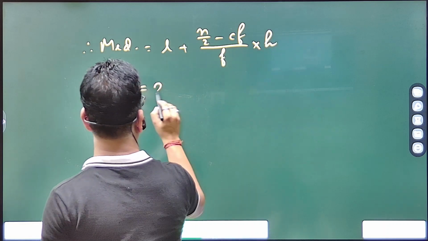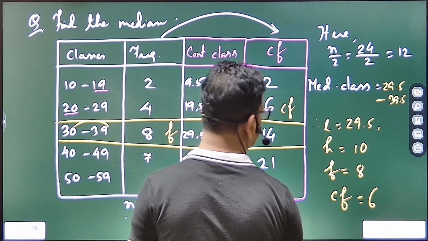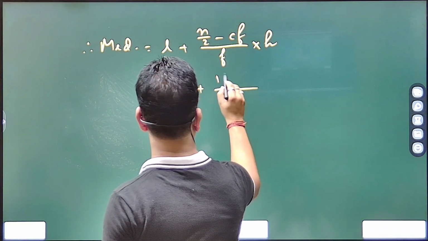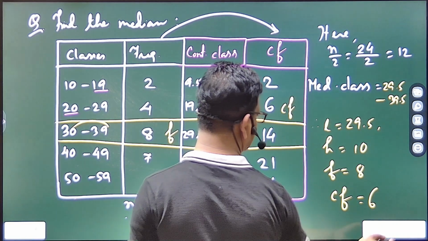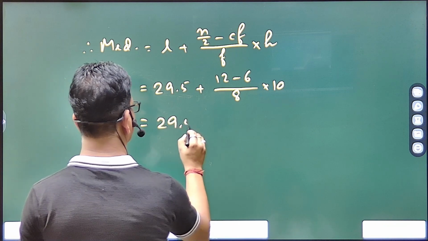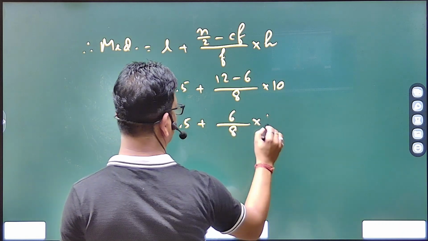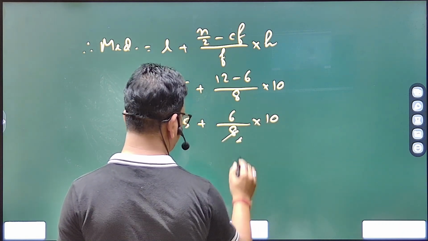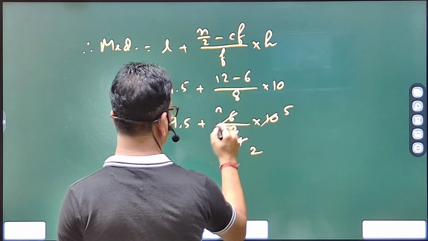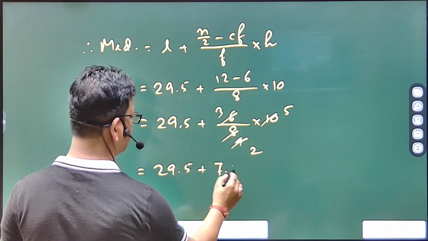So L you got 29.5, plus n by 2 is 12, CF is 6, F how much? 8, and multiplied by 10. So this is 29.5 plus (12 minus 6) is 6, 6 by 8 into 10. So if you cancel, this is by 4, 4, then 5, by 2, by 3. Am I correct? So this is 29.5. This will be 15, so 7.5.